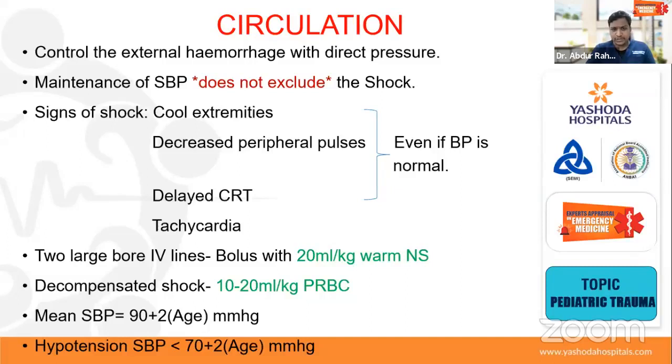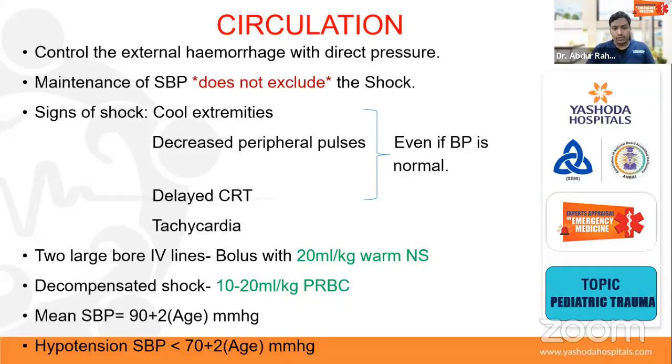If the child is in decompensated shock, early administration of blood products is very important. Administer 10 to 20 ml per kg of PRBC. And remember here, after two attempts of IV cannulation, if cannulation has failed, consider intraosseous infusion early via a bone marrow needle. You can use an 18 gauge in the infants and you can use a 15 gauge in the young children.